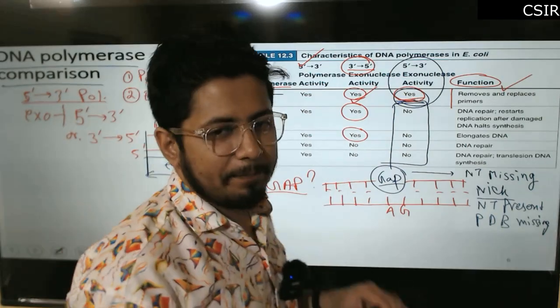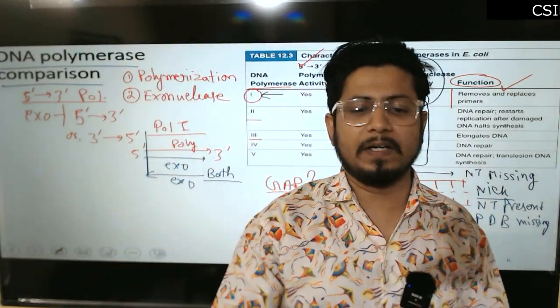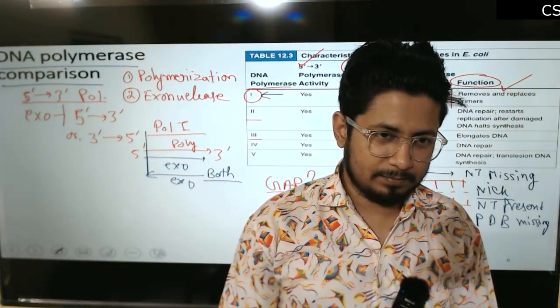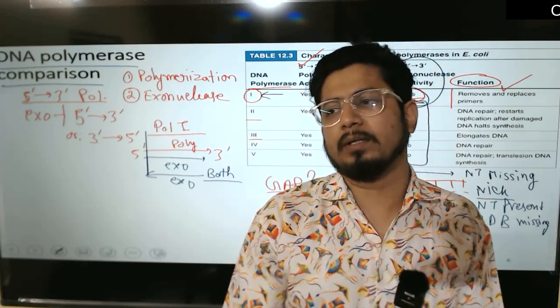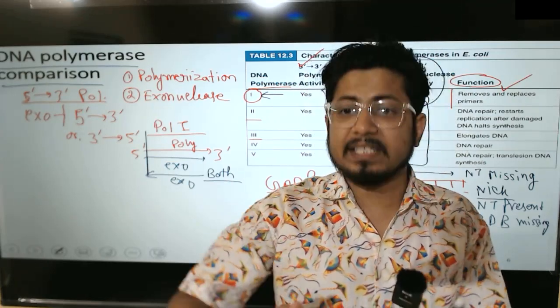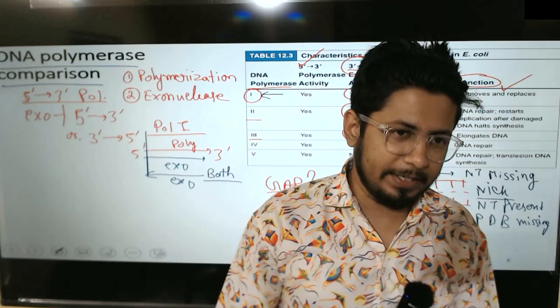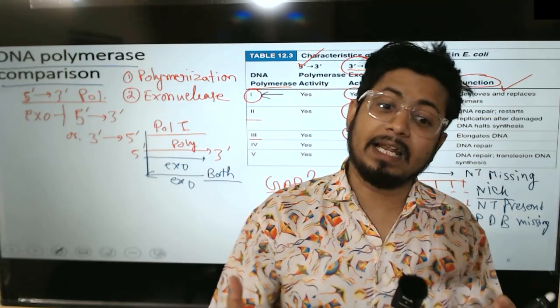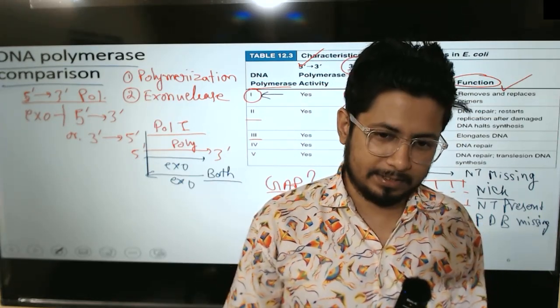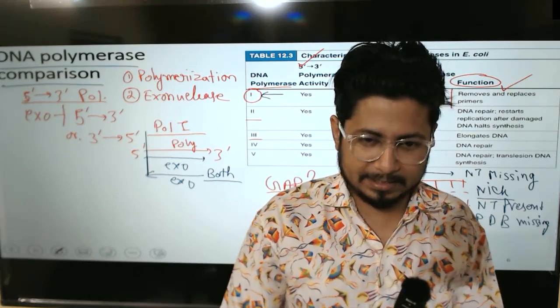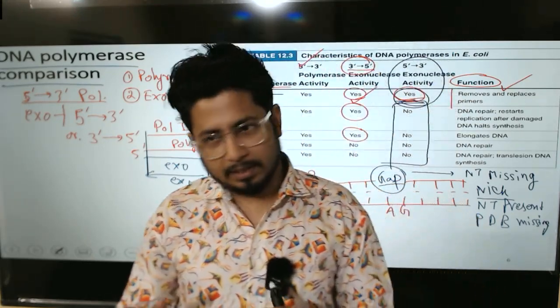So if there is a gap, what do you need to fill it? Nucleotides and polymerase. If there is a nick, then what do we need to fill it? DNA ligase is needed. No nucleotides are needed. And ATP is needed because ligase requires ATP to function. Clear?